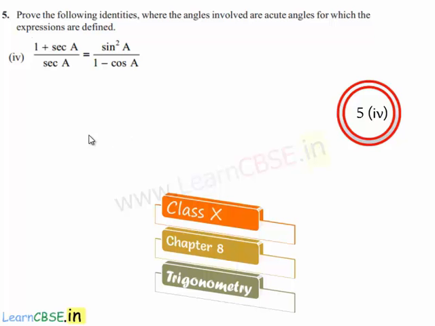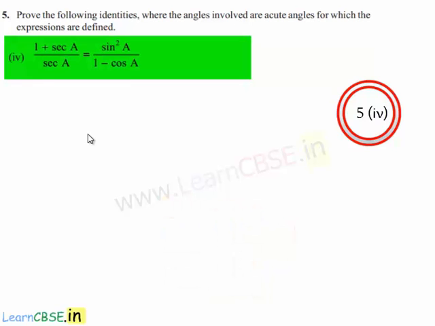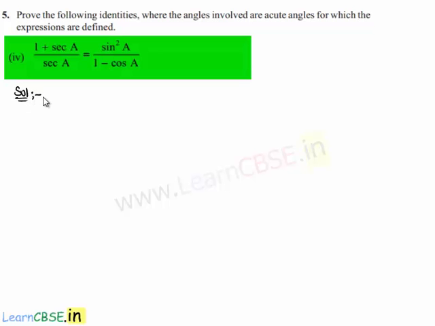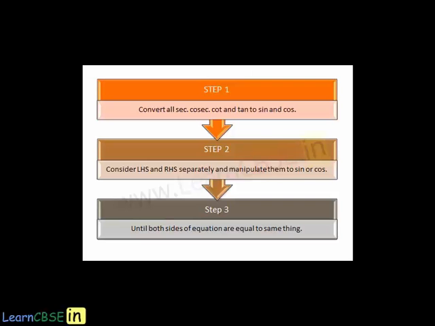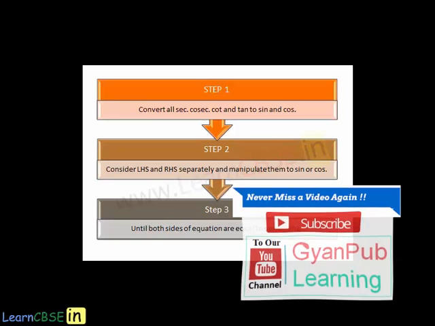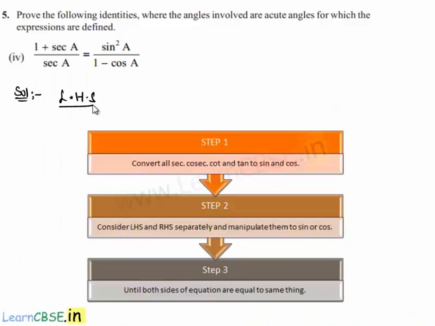Moving on to the fourth bit of the fifth question. Here he has given an equality of two expressions, that is (1 + secant A) by secant A is equal to sin square A by (1 minus cos A). So let us move on to the solution. As he asked us to prove the equality, let us consider the left hand side and simplify it, then right hand side and then simplify it. If they are equal, then the equality is right.